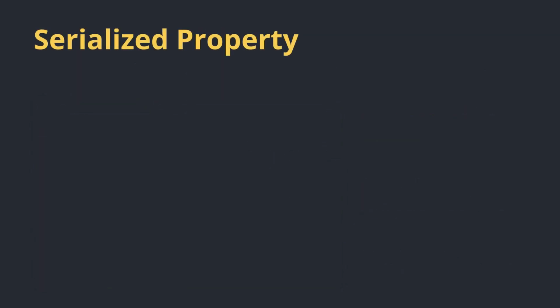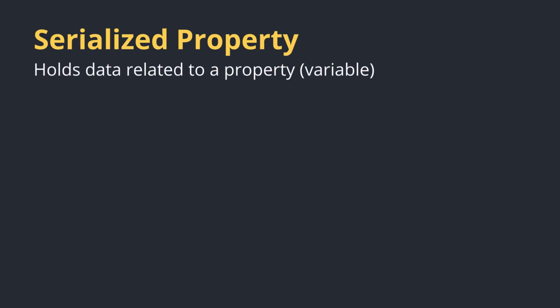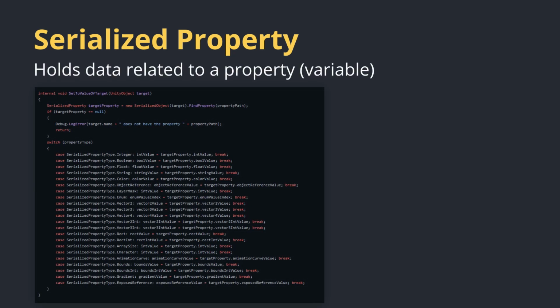The serialized property is simply a class that is able to hold data related to a property, like its type, so that it can then set the correct value in the correct variable and return it when we need it. That's how it knows the value of the field whenever we type in something like int value, like we did in our indexes. Now, for the reason why our values aren't being updated.